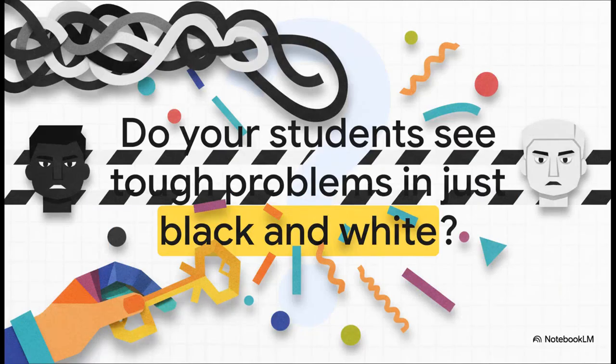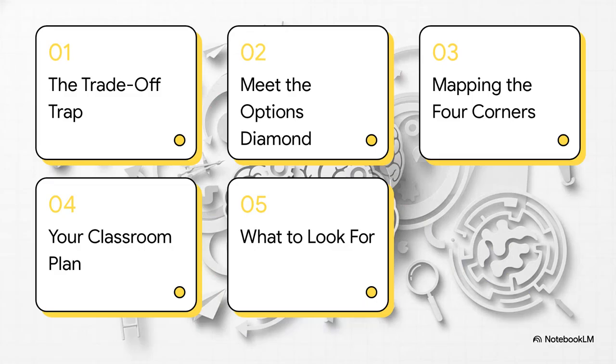Yeah, you know what I'm talking about. We've all been there. You ask a tough question, and suddenly the room is divided. It's either this or that, black or white, with zero room in the middle. It is such a frustrating cycle. We're going to talk about a powerful way to help your students escape what I like to call the trade-off trap.